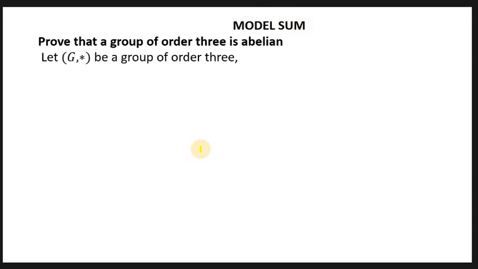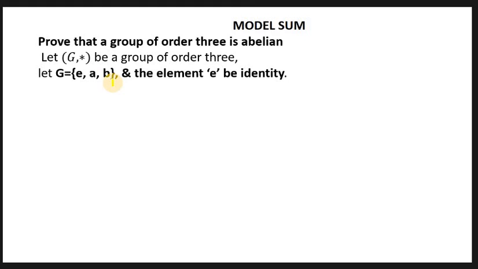Now let us take a few problems on group theory. Prove that a group of order 3 is abelian. To prove this, let us consider G comma star to be a group of order 3. Order 3 means it will have 3 elements, and let us take one of these 3 elements as the identity element. Let G be equal to {E, A, B}, the given set, and the element E be the identity.